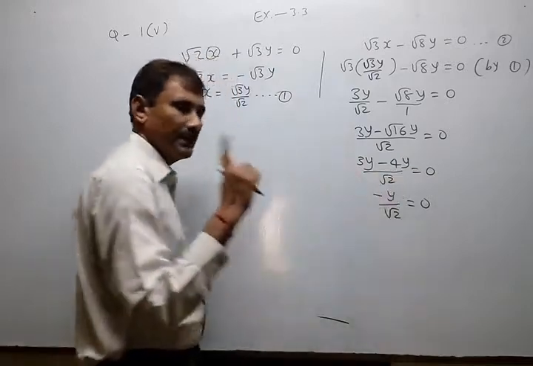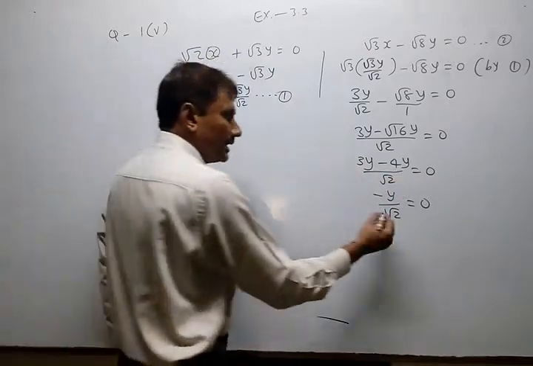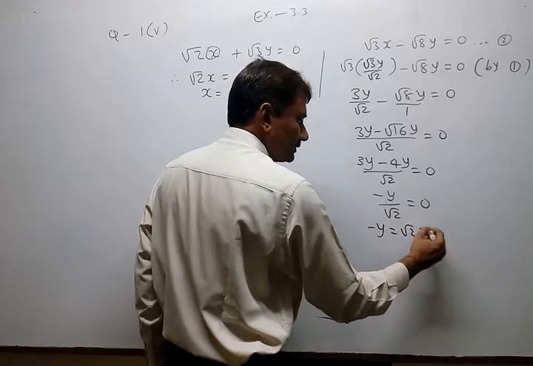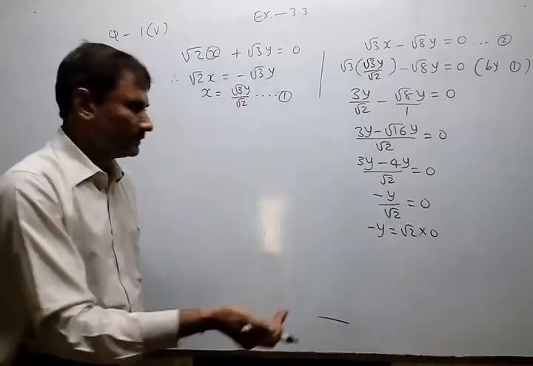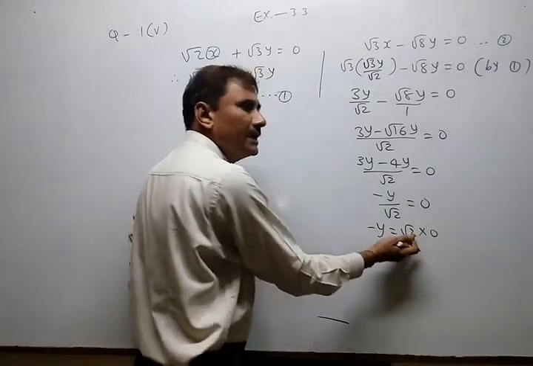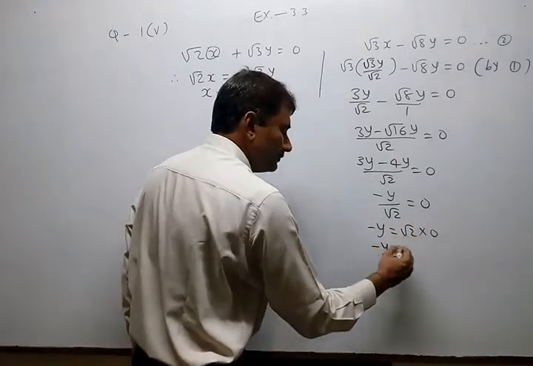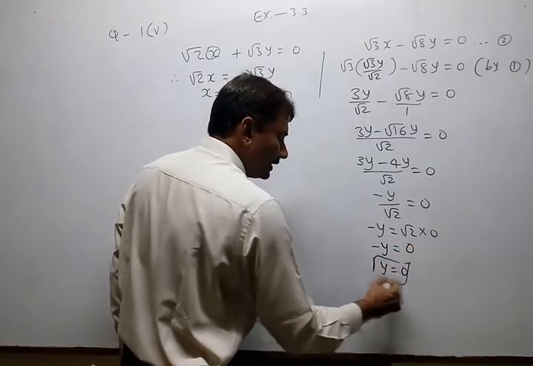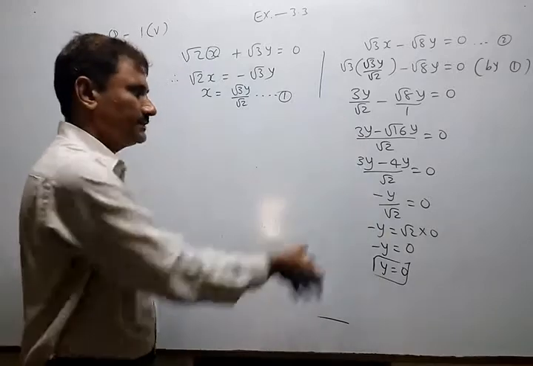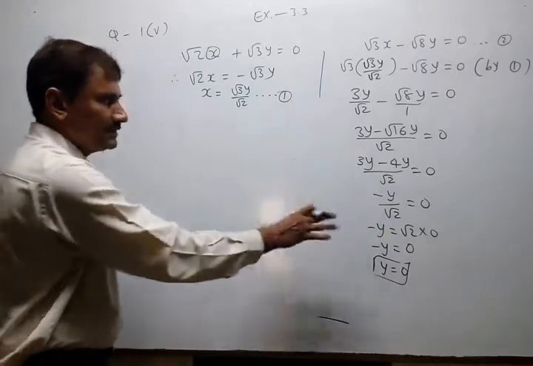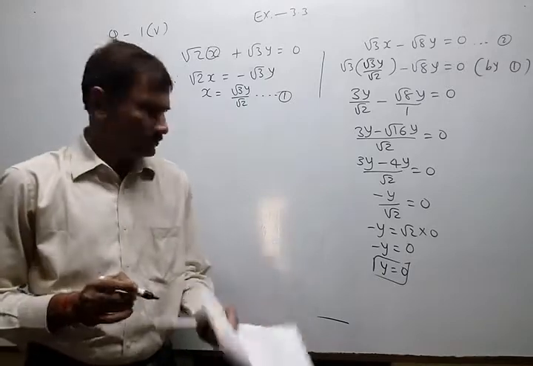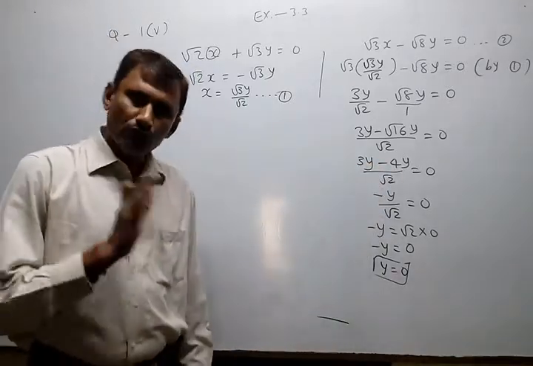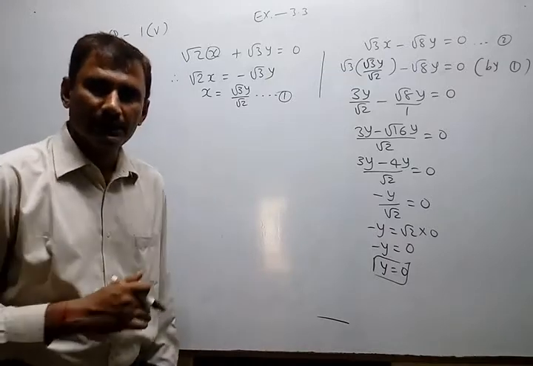3y minus 4y is minus 1y. If you shift root 2 to the other side, division becomes multiplication, root 2 multiplied by 0, and 0 multiplied by any number is 0 only. So minus y equals 0, which means y equals 0. So you got the first one. I showed all steps, so many steps you can see here, but they are not all necessary. I wrote everything here only for more clarity.